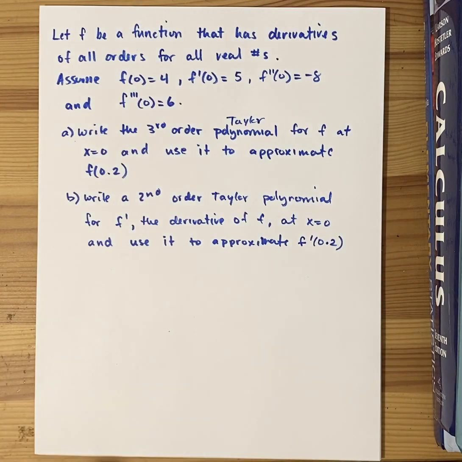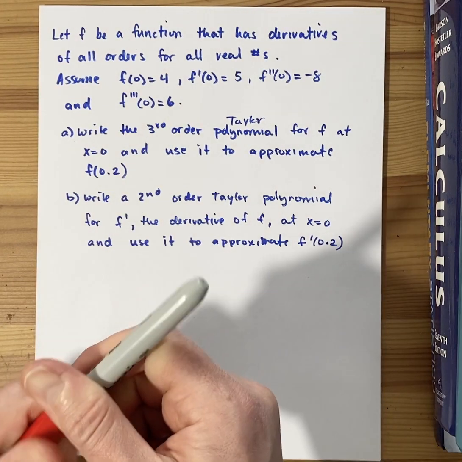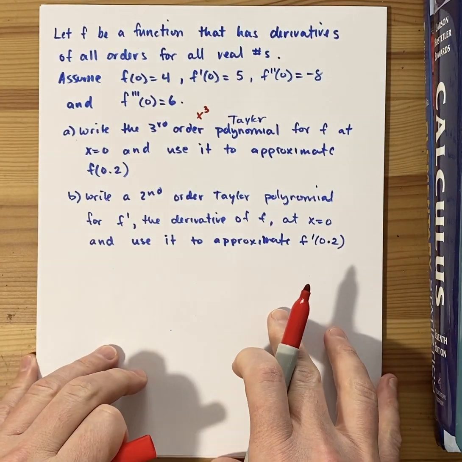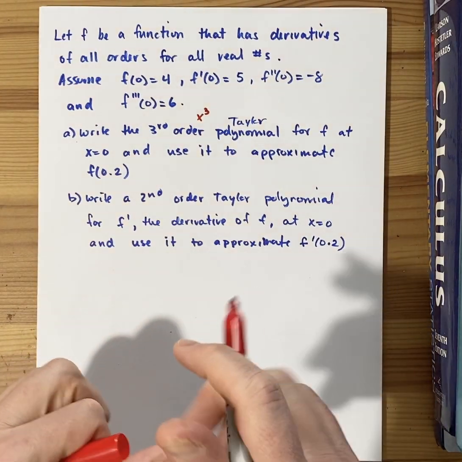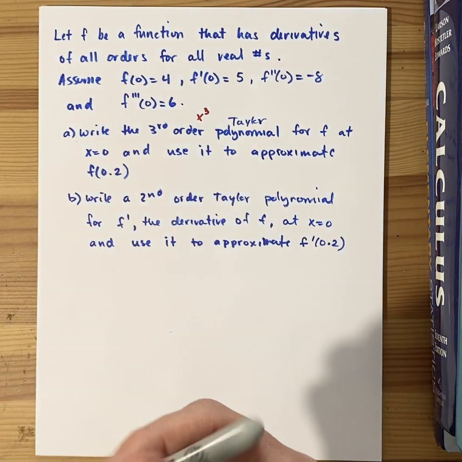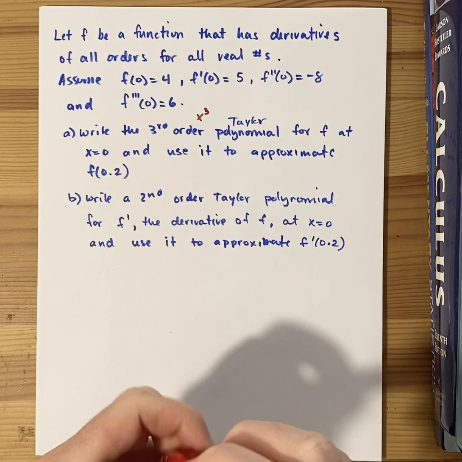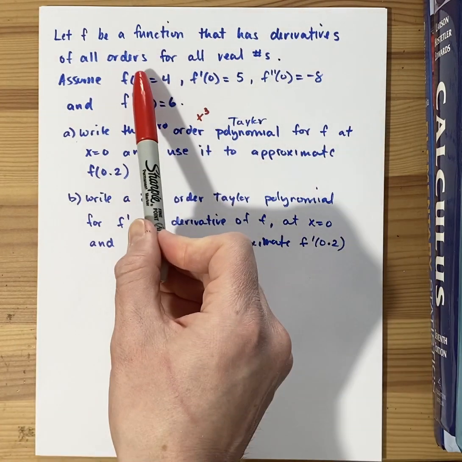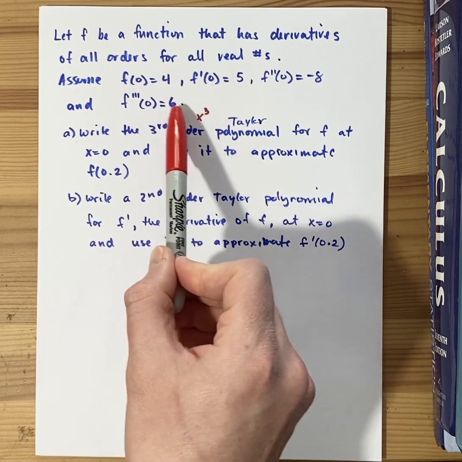One, we're getting the third order polynomial, so remember, third order means your degree has to be 3, right? And then we want to use this, which is a little bit new, I haven't done this yet, to approximate f of 0.2. So it's almost like when we were doing approximations with equations of the tangent line, which is basically the same thing. It's just first order, but now we're going to third order.